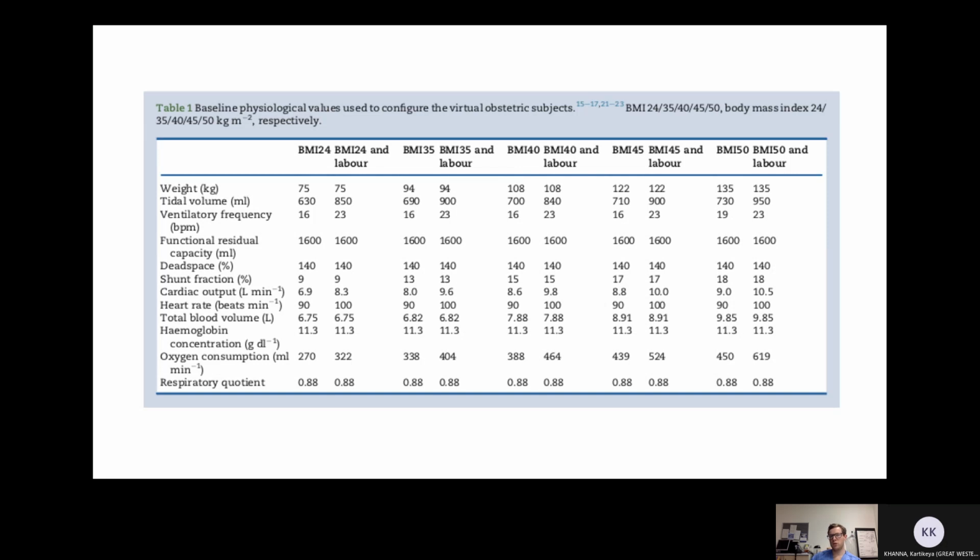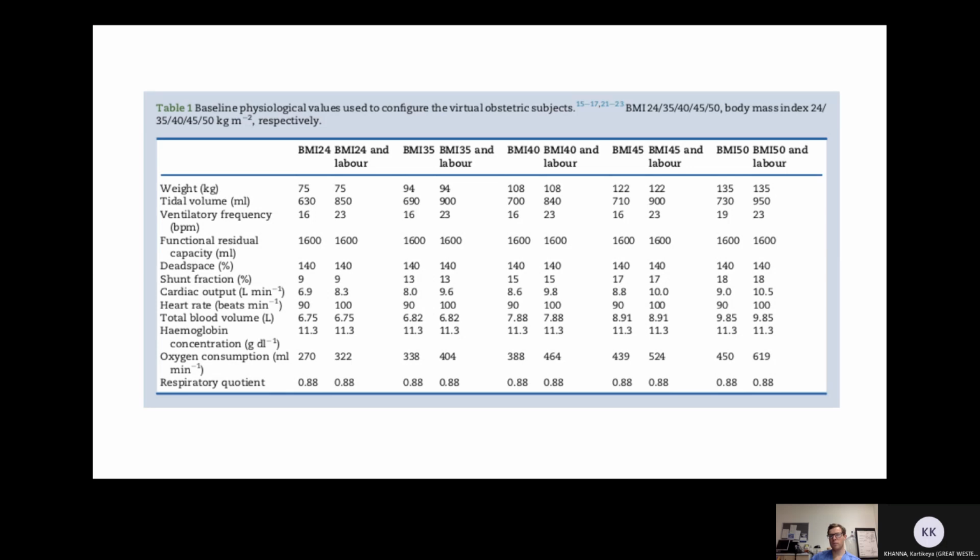They've left the functional residual capacity the same, as well as the dead space ventilation. And they've even altered the shunt fraction that you'd expect, mirroring the increase in cardiac output that would happen in pregnancy, as well as the increase in heart rate and the increase in blood volume that you expect.